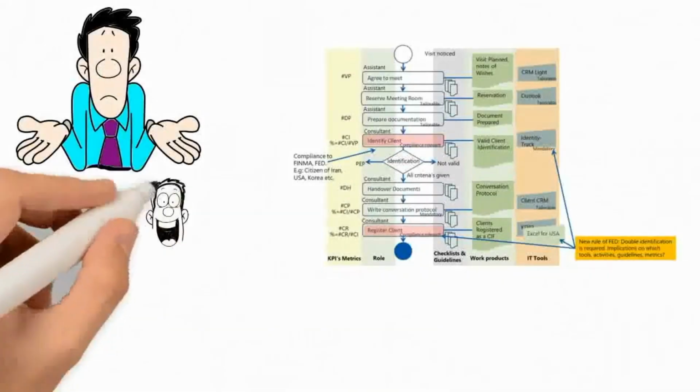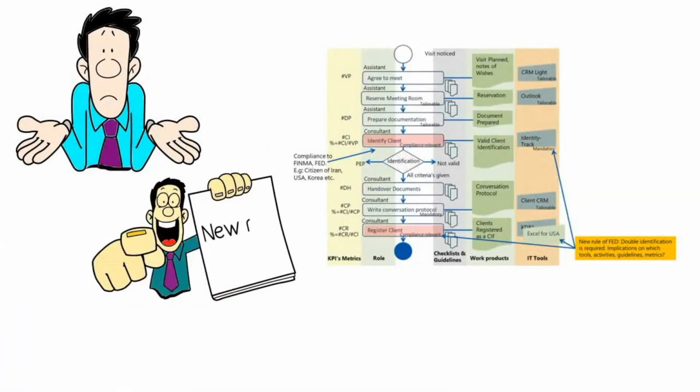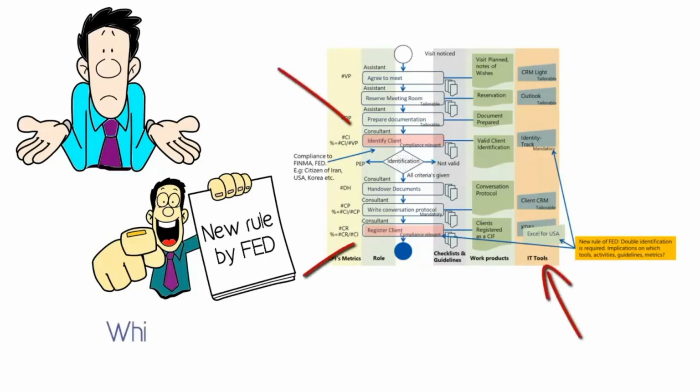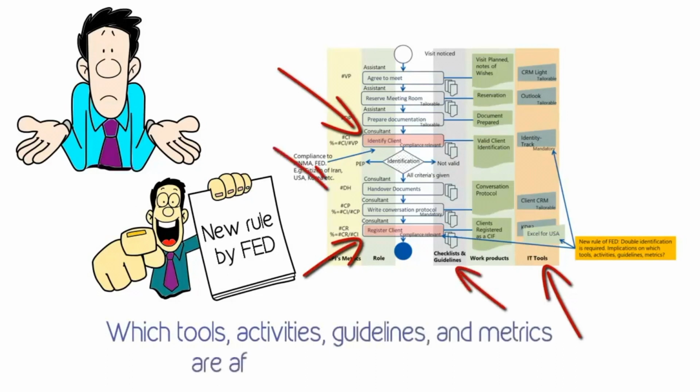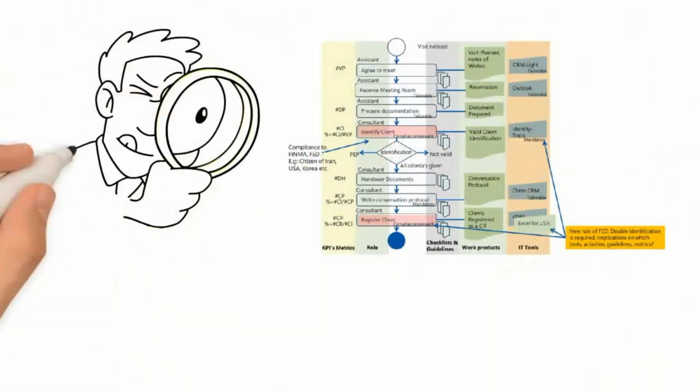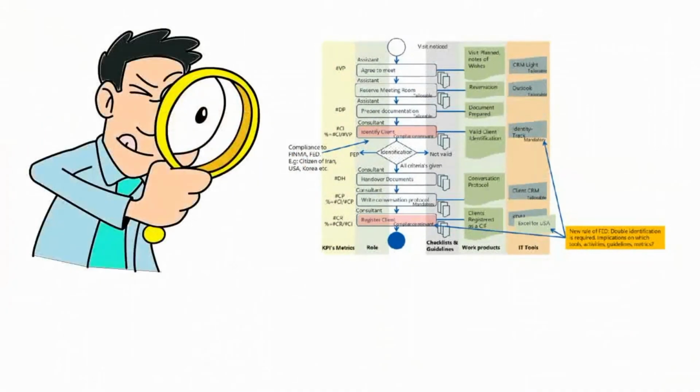Finally, let's try to think about what happens if we have a new rule from the FED. For example, they want to have a double identification instead of a simple identification. We now need to answer the question, which tools, activities, guidelines, and metrics are affected by this change? Now you can see the full iceberg for a simple process.